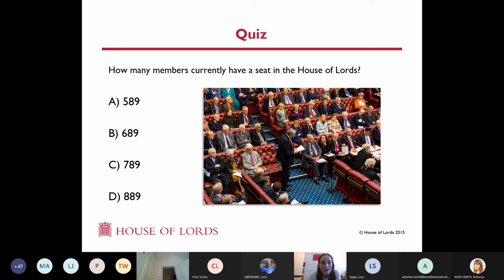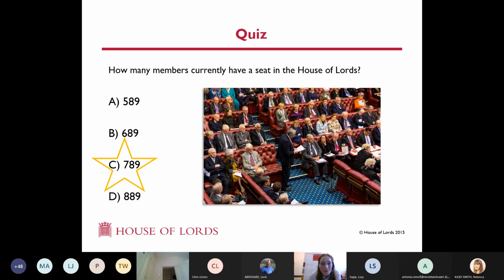How many members currently have a seat in the House of Lords? I'll give you 10 more seconds. 3, 2, 1. It was C. There are 789 members who currently have a seat in the House of Lords. And just for information, there's 650 MPs in the House of Commons. So you can see the House of Lords is bigger in size than the House of Commons.